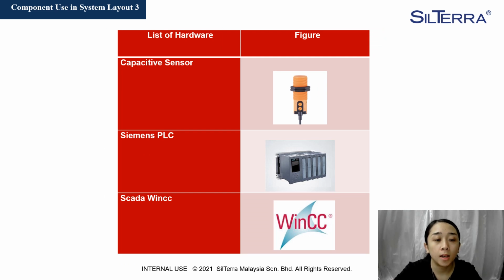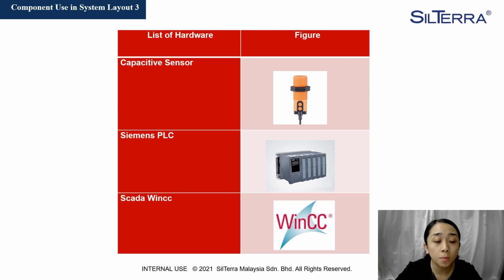Okay, so these are the components used in system layout 3. The first component used in the system is a capacitive sensor. Capacitive sensors are a type of proximity sensor used to detect the presence or absence of an object, or a change in its position, without direct physical contact. This sensor works based on the principle of capacitance, which is the ability of a system of conductors and insulators to store an electric charge.